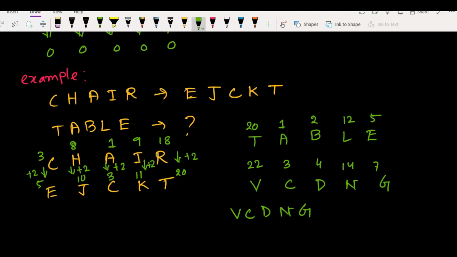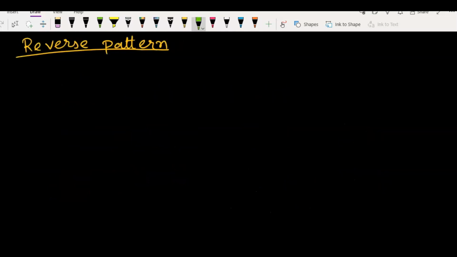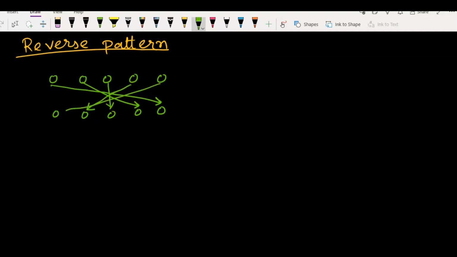So this is the answer. Let's see what is reverse pattern. Suppose we have a word of 5 letters. This will go to a word of 5 letters, but the first will go to the last, the second will go to the second last, the third will go to the third, then the second last will go to the second, and the last will go to the first.